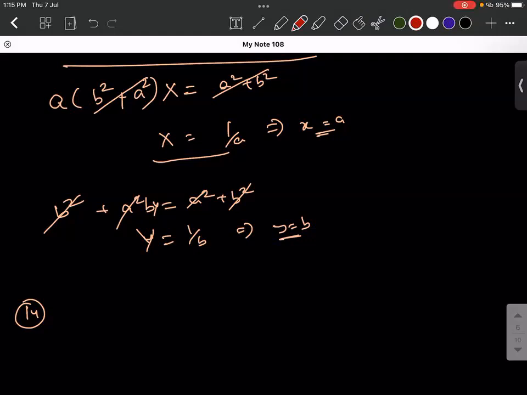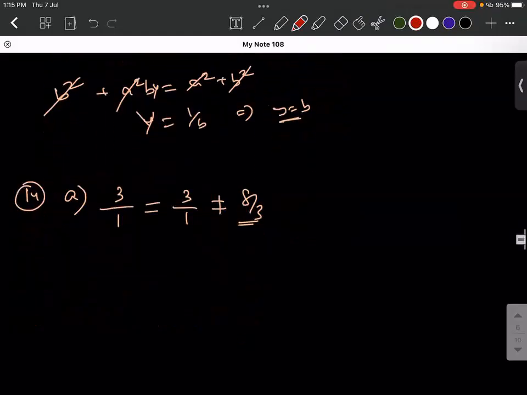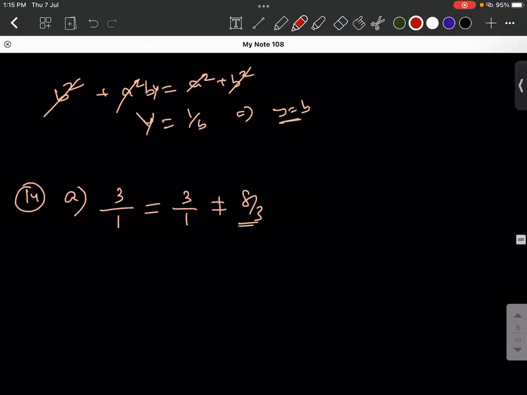A is working. That's right. So 3 divided by 1 is equal to 3 divided by 1, but it is not equal to 8 divided by 2. So it is inconsistent. A is the right answer, because they both are parallel lines. Right. So what about the 15th one?